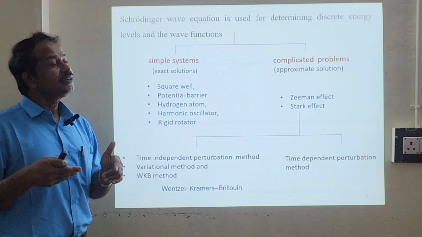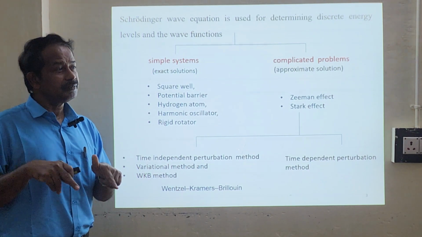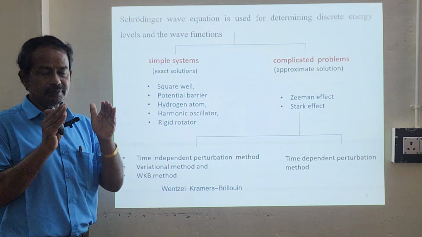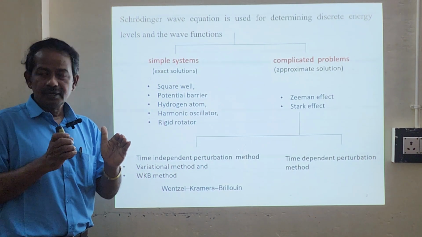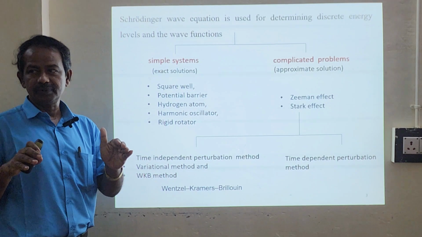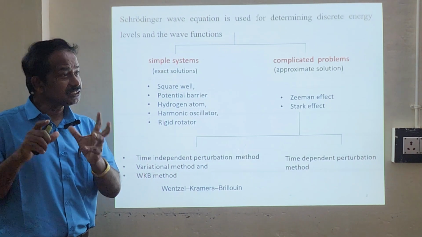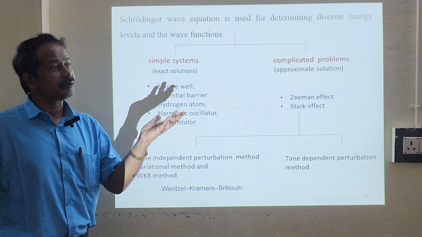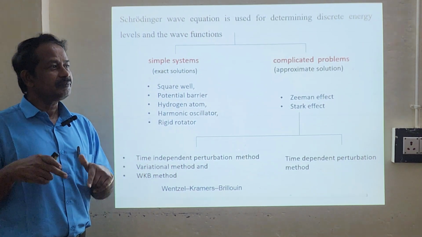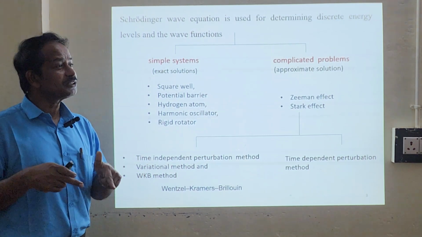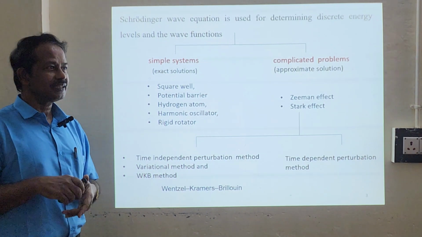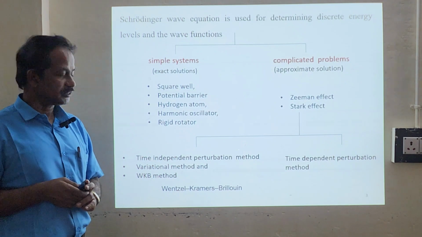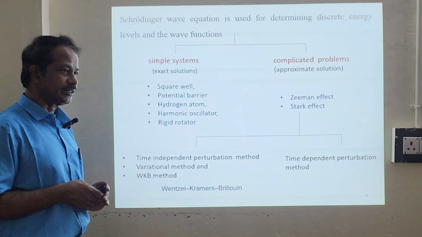After that, we use some parameters, which we call variation parameters. So in the variation method, we guess the variation function in which some variation parameter will be there. Not only one parameter, it can be two or more parameters. We differentiate with respect to the variation parameter and get the minimum value for the energy, and thereby the wave function. So that is the variation method.